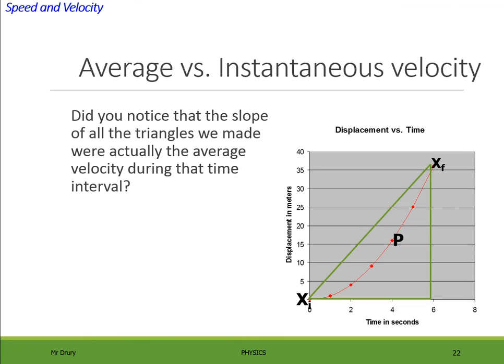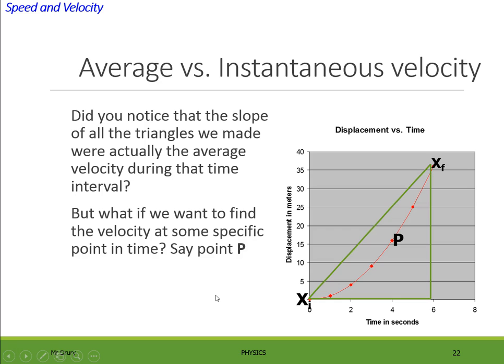All right, up until this point, did you notice that the slope of all the triangles we made was actually the average velocity during that interval? So if we were looking at the interval between the initial position and the final position, that would give us the average speed over that amount of time, over the 6-second time interval. But that doesn't really tell us much about what's actually happening at the instant of P. So how can we find out what the speed is exactly at the instant of P?